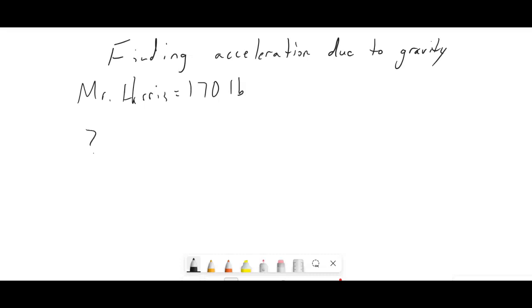If we're going to think about how many newtons, that can be answered by taking my weight in pounds and multiplying by 4.448. So we get the trusty calculator out, and we got 756.16 newtons.